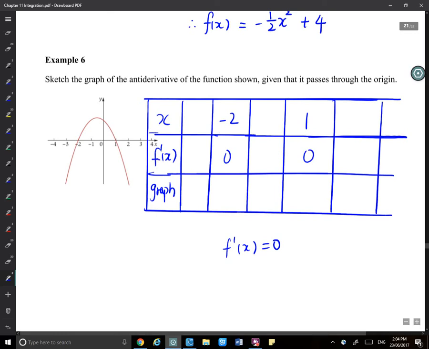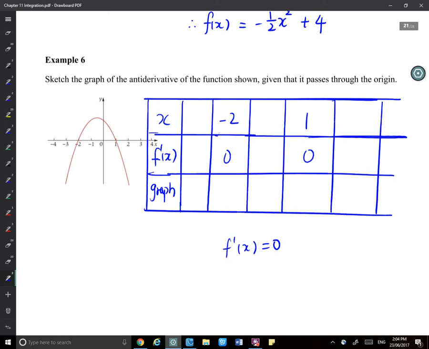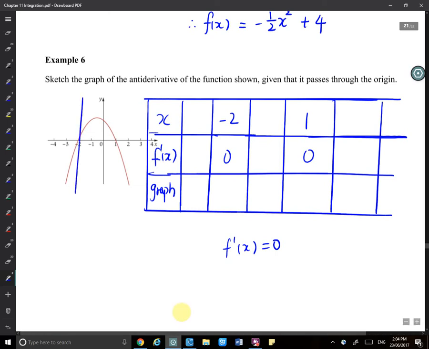Okay, to the left of -2. What is the gradient? Is that a positive gradient or a negative gradient?